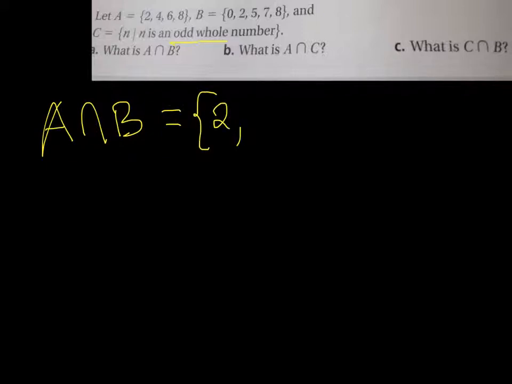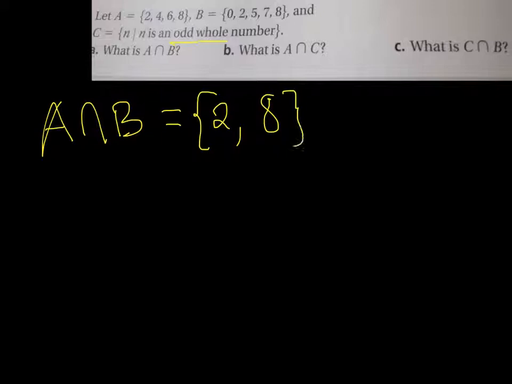Well, let's remember, intersection is the set of elements that are in both sets. So what is in A and B? Well, let's look. We have a 2 in both of them, right? So you would write it like this. A intersection B equals 2 is in both of them. 4, no. 6, no. 8, yes.